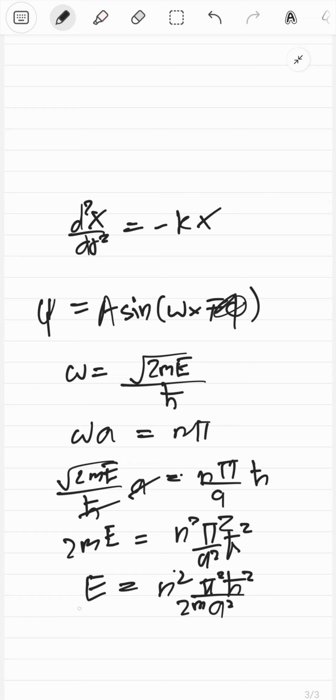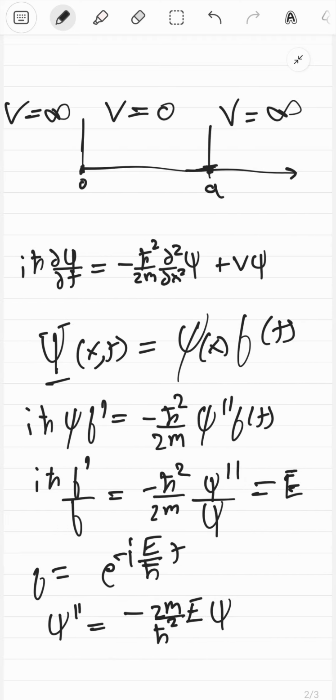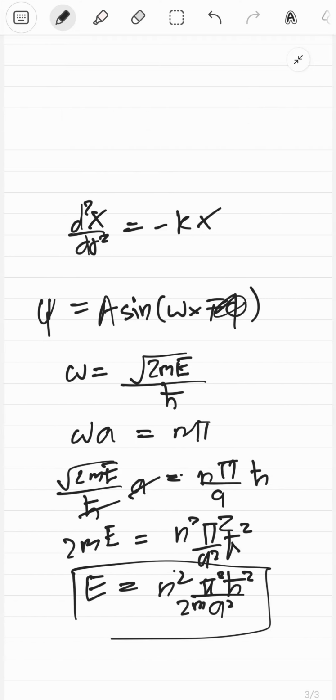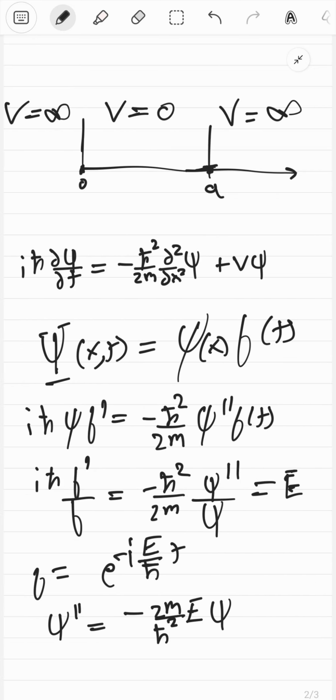So energy is this thing. That was pretty easy, right? So it's n square, pi square, h bar square, all that stuff. What we're basically saying is that energy can only take these values, nothing else. Okay, that's cool. But then again, this isn't the solution. It's just one of the solutions. You could have many such solutions.